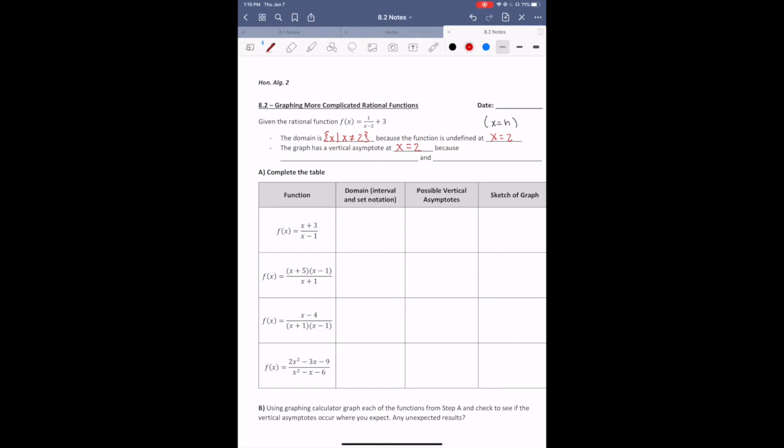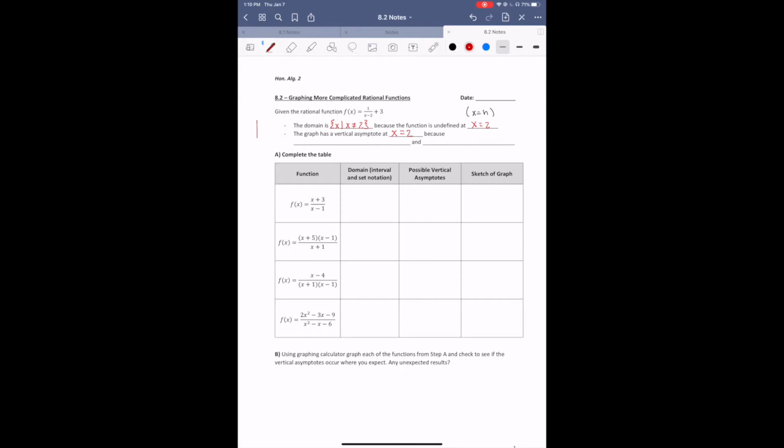If you were to take your graphing calculator and look at this, you would see that given the asymptote at positive 2, okay, we would have our horizontal asymptote at positive 3, and we would see our function up in the top right-hand corner and the bottom left-hand corner, okay? This is what our function would look like.